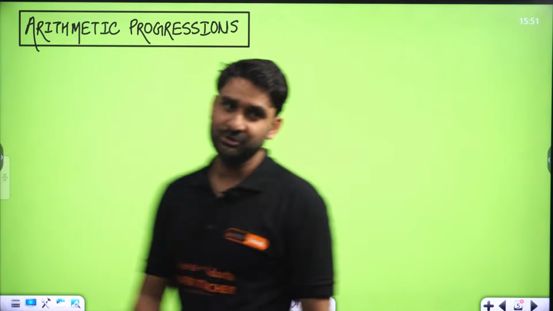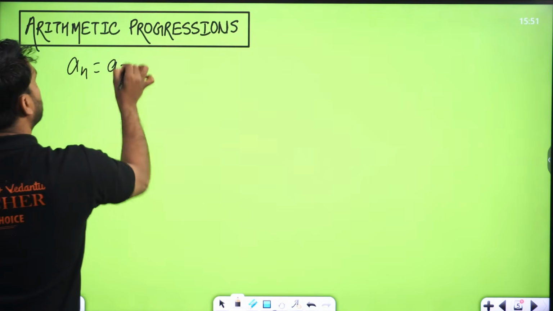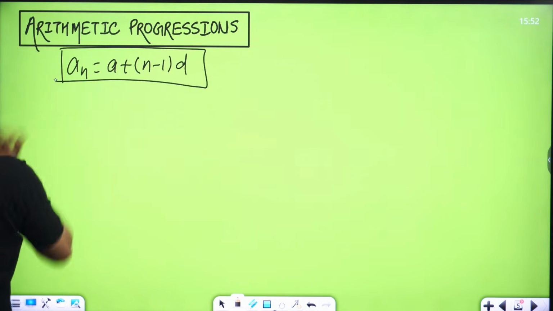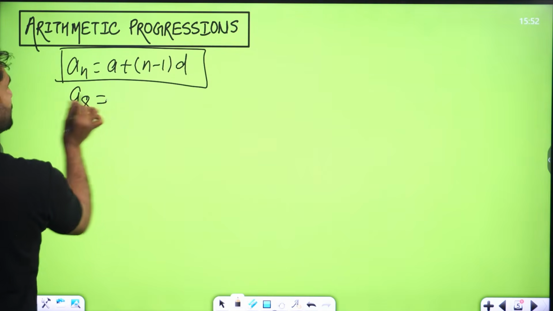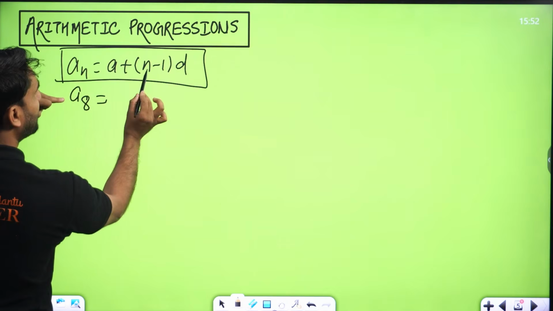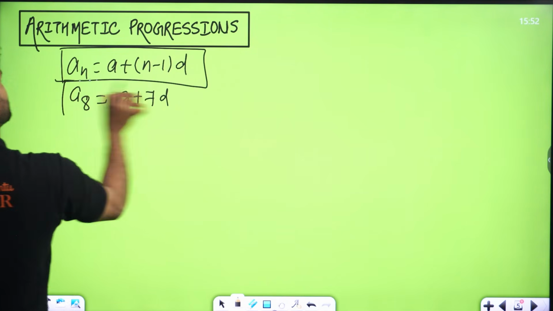Next chapter, arithmetic progression. In arithmetic progression, the formula an is very important: a plus n minus 1 into d, to find any term. Like if I want to find the 8th term, we need to put n as 8. So n minus 1, 8 minus 1, will be 7. So the formula will be a plus 7d. Right? So this is very important.